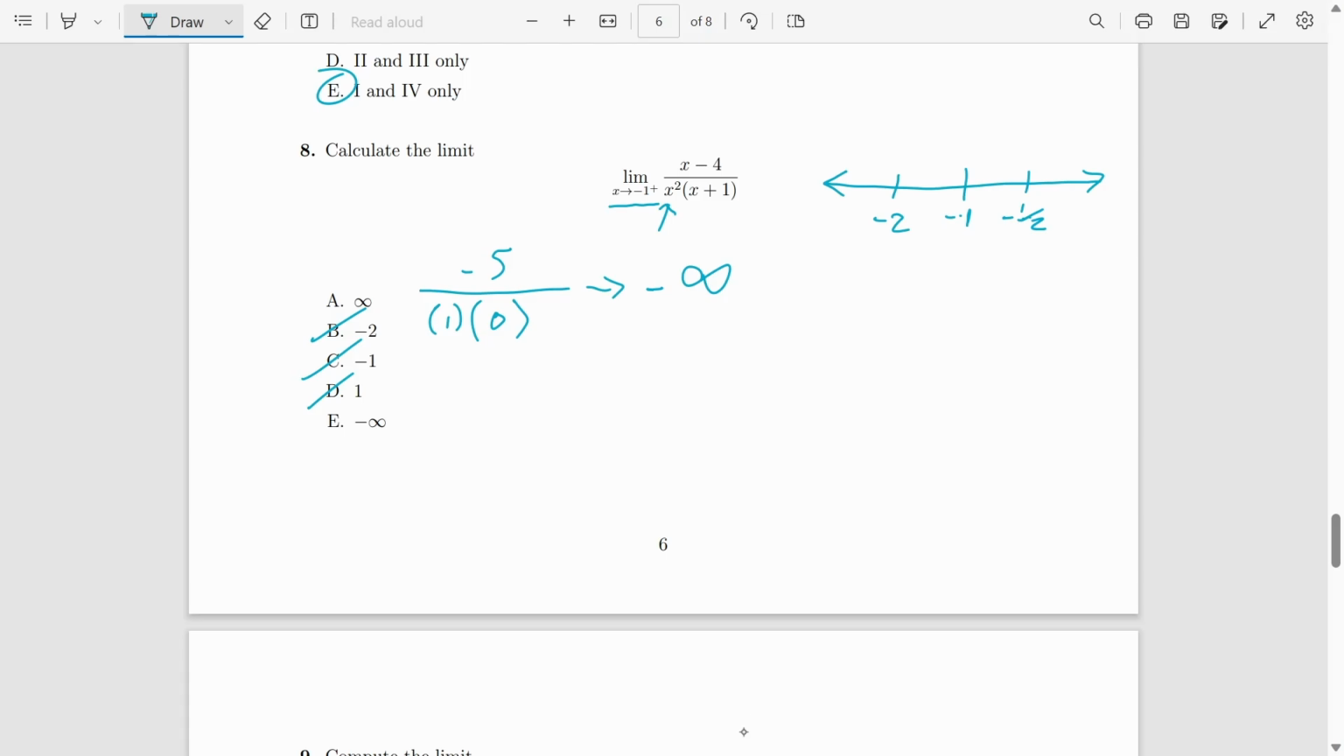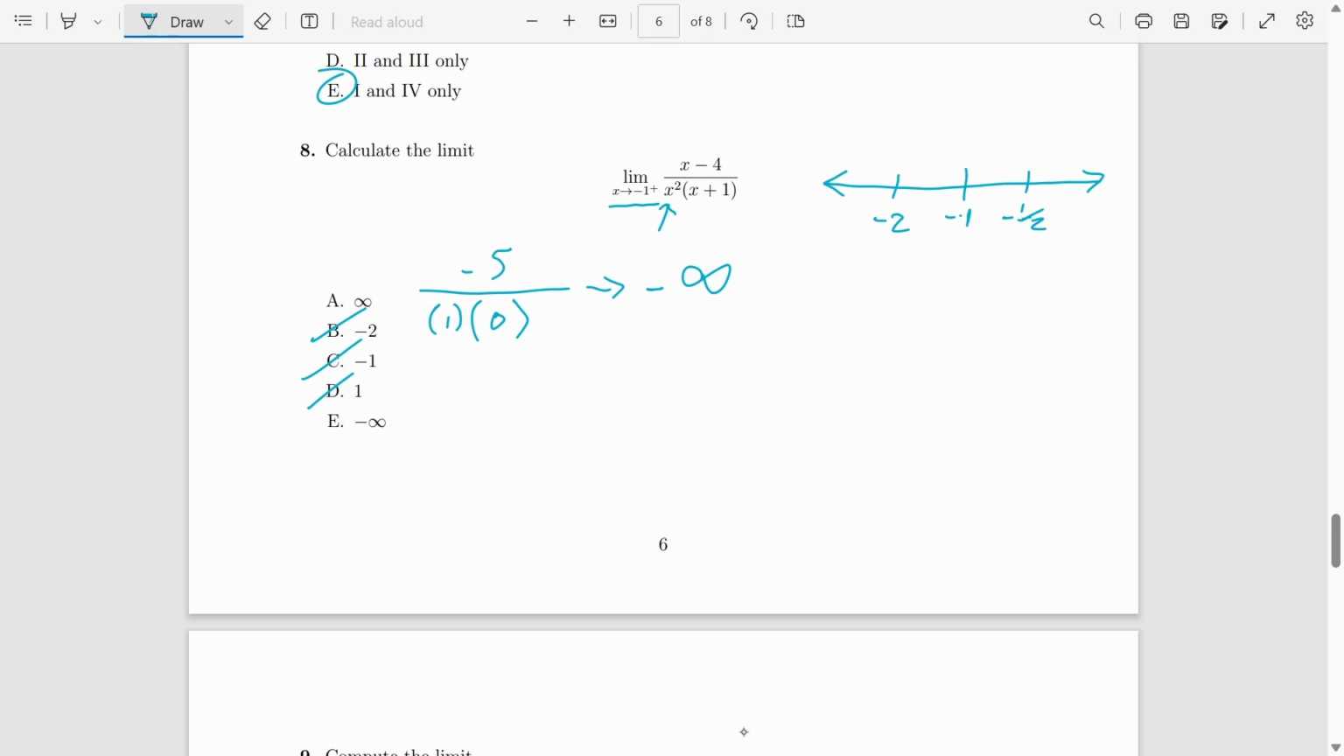Okay, so then we just end up plugging negative 2 and negative a half into our function. And when we're doing this, all we end up needing to know at the end of this is its sign, so if it's positive or negative. So we don't have to do all of the calculation, just end up finding the sign of everything.